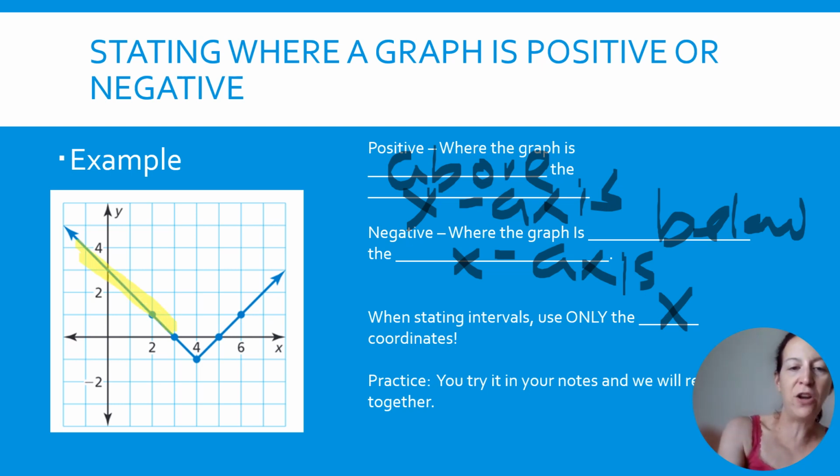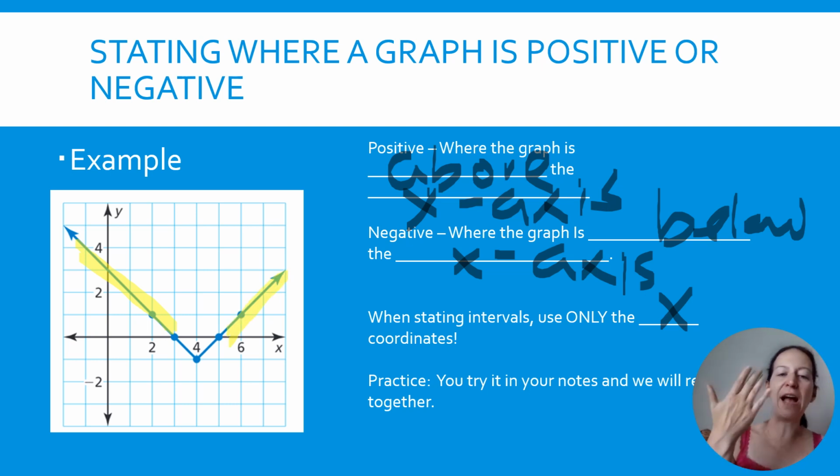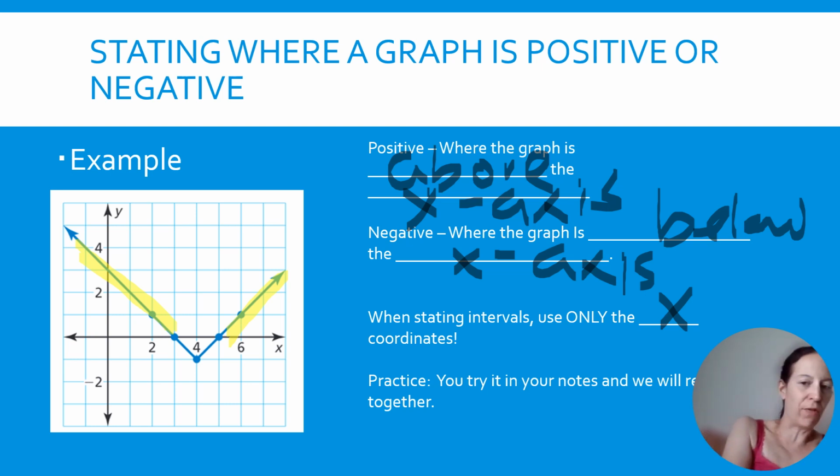Well, that would be here and then again over here. So I want you to note that there's actually 2 separate intervals where the graph is above the x-axis. You've got one on the left and you have one on the right. And then where is it negative? Well, that's below the x-axis. So that is that piece right there.